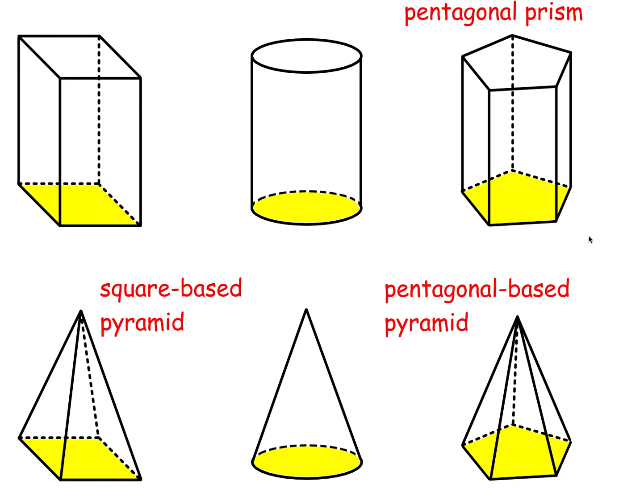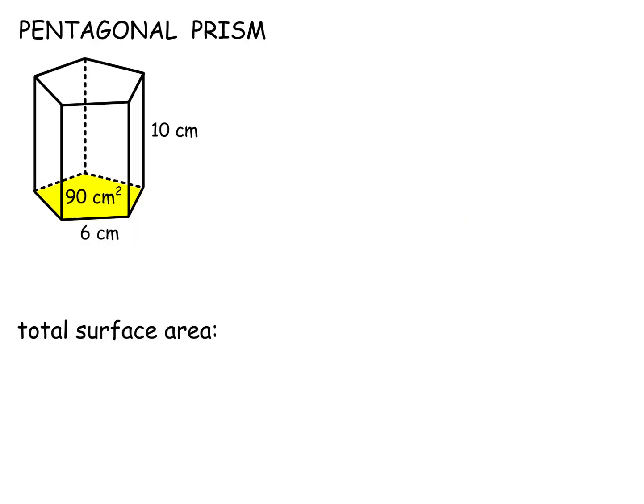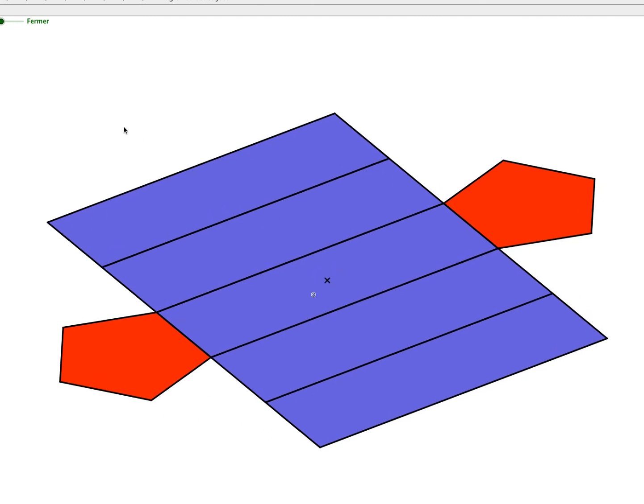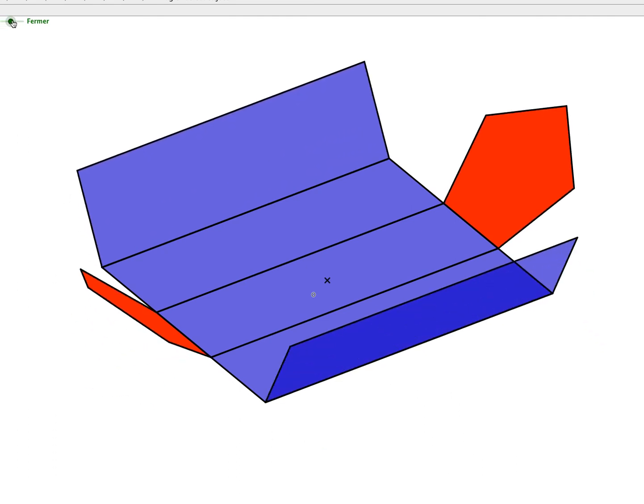So, three-dimensional shapes. The faces can be rectangles, triangles, circles, parts of circles. So, the area calculations of previous videos are involved. First one here is a pentagonal prism, pentagon on the end. If you think of what the net would look like, that's the net of a pentagonal prism. It comes together like that.